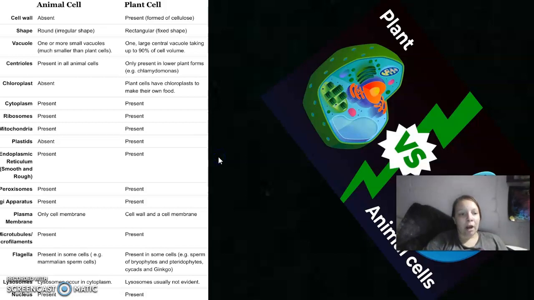And now here I have a chart. It shows what animal cells have and what plant cells have, what they don't have, things they have in common, how they're kind of different in some aspects.